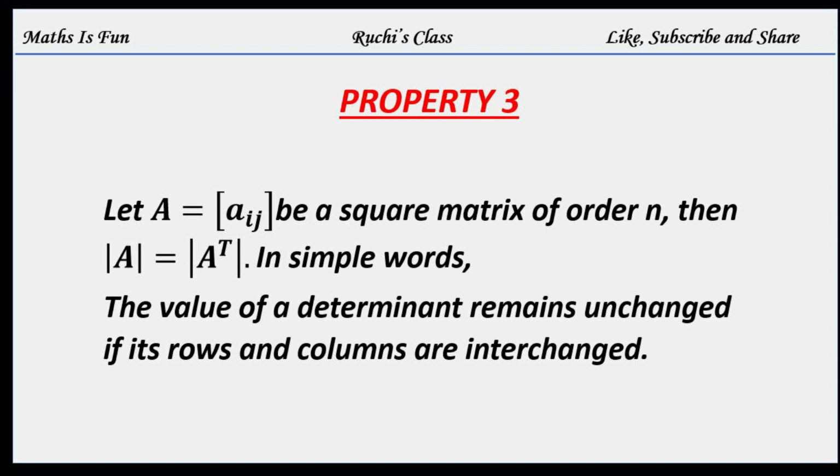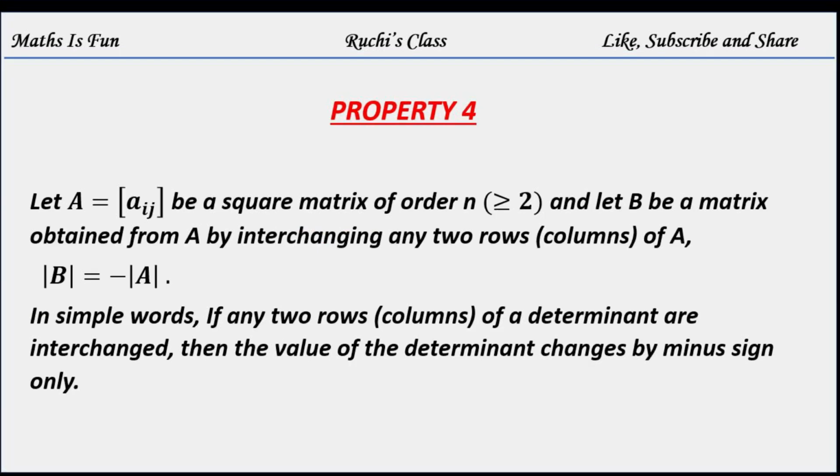Now the third property is: let A = [aij] be a square matrix of order n, then determinant of A is equal to the determinant of the transpose matrix. So what was transpose? When the rows and columns interchange themselves, that is nothing but your transpose. So the value of the determinant remains unchanged if its rows and columns are interchanged.